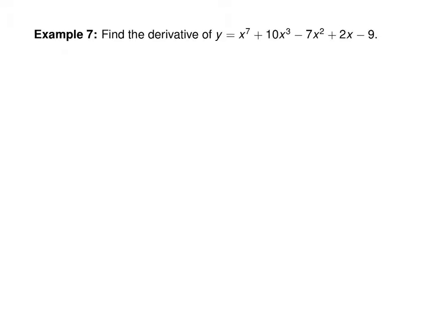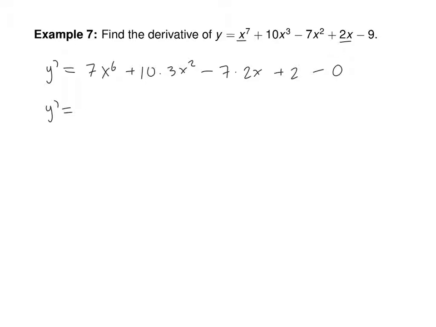Okay, so find the derivative of this crazy thing. So y prime will equal, differentiate it one term at a time. What's the derivative of x to the 7th? 7x to the 6. Plus 10 times 3x squared. Minus 7 times, ooh, what's the derivative of 2x? 2, and then minus 0.